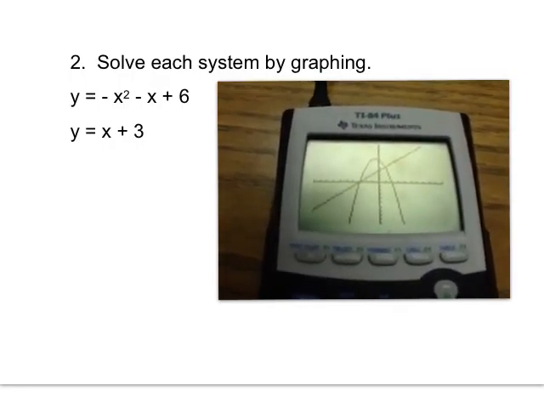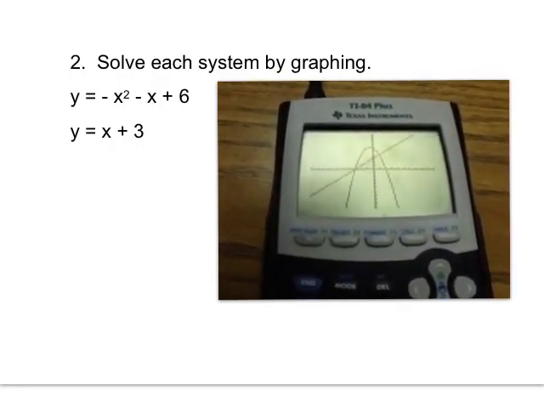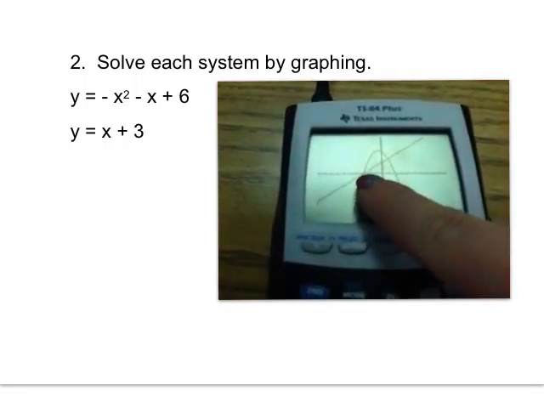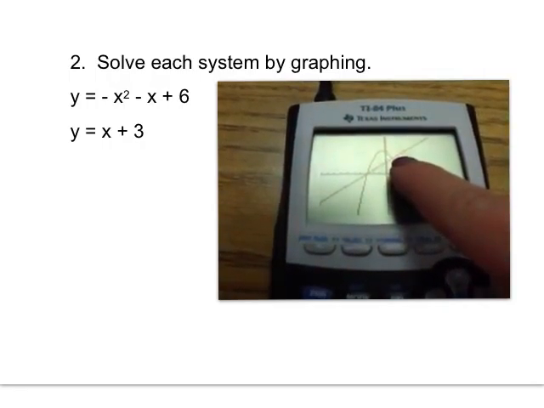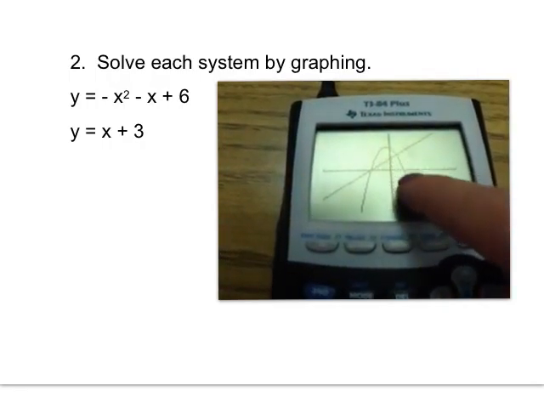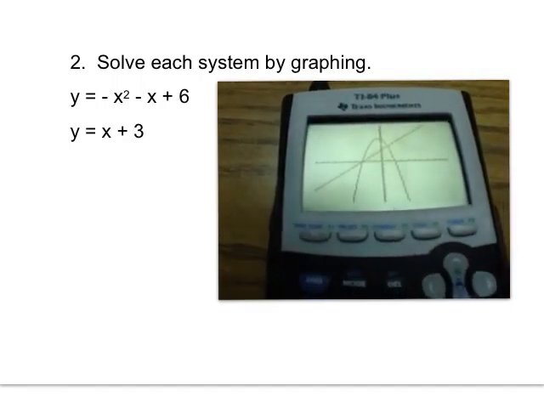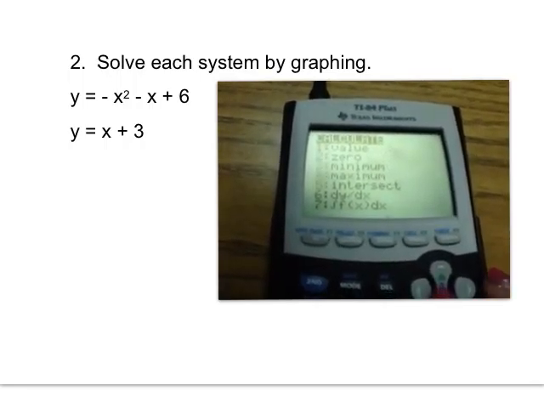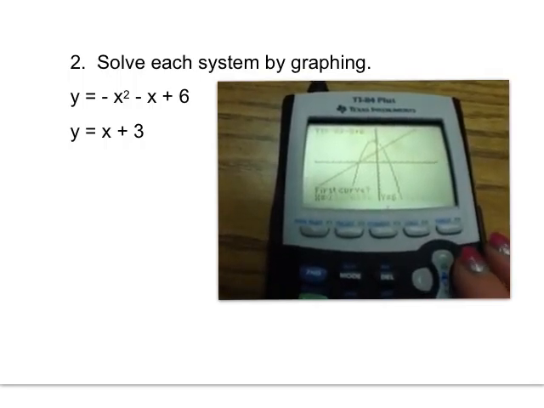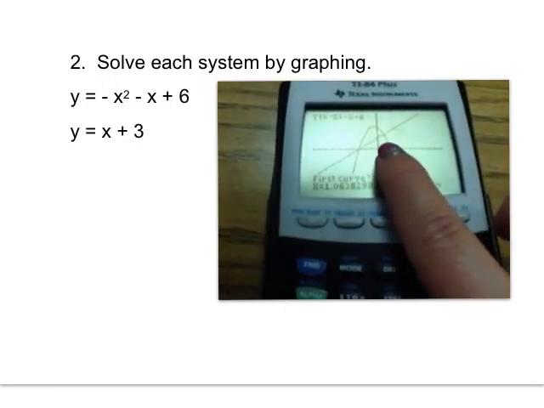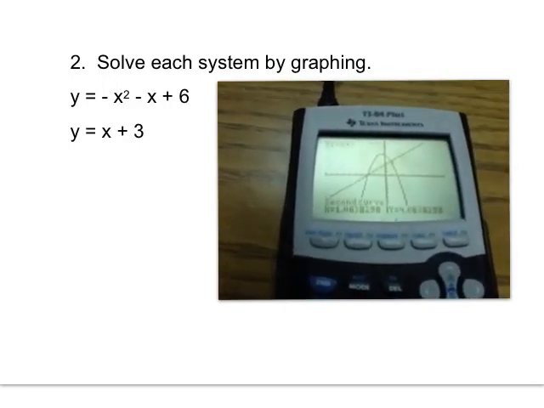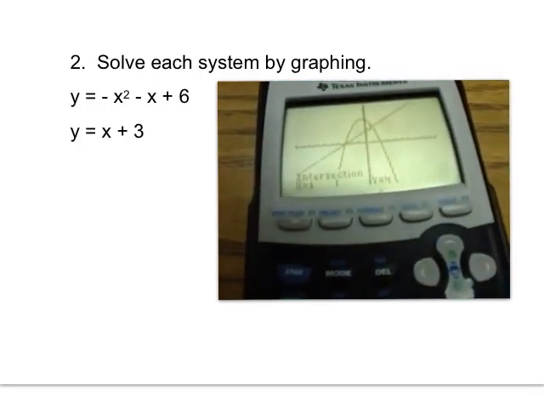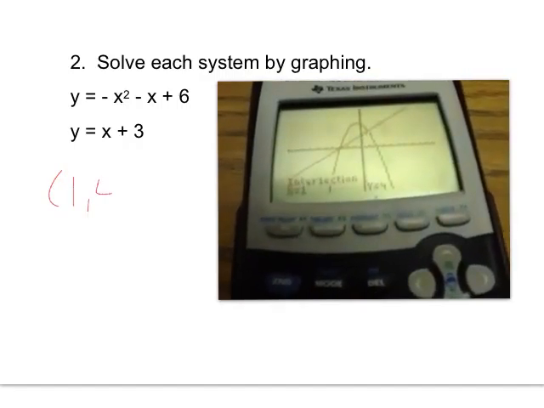How many solutions is this system going to have? Anybody know? 2? Yes, 2 solutions. 1 solution here, 1 solution here. It's where the 2 graphs, the parabola and the line, intersect each other. And we're going to let our calculator tell us those intersections. Push second trace, choose number 5, and I'm going to move to where I believe that first intersection is. I'm actually going to do the one on the right first. Enter, enter, enter. That intersection is at the point 1, 4.